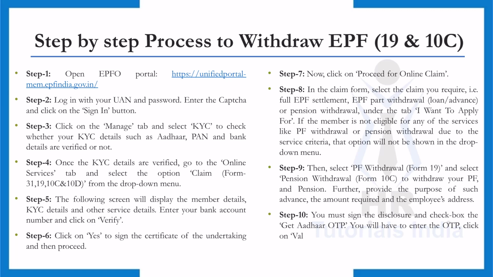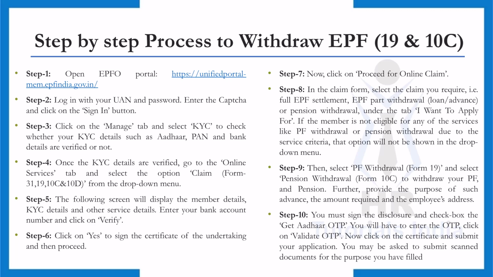You will have to enter the OTP, then click on Validate OTP. Now click on the certificate and submit your application. You may be asked to submit scanned documents for the purpose you have filled the form. So dear friends, hope you understood the step-by-step process to withdraw EPF completely through Form 19 and Form 10C.